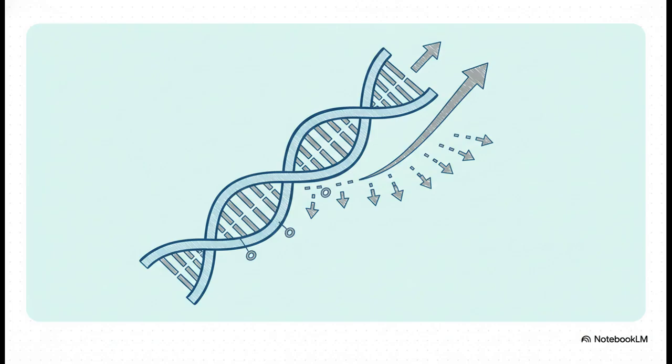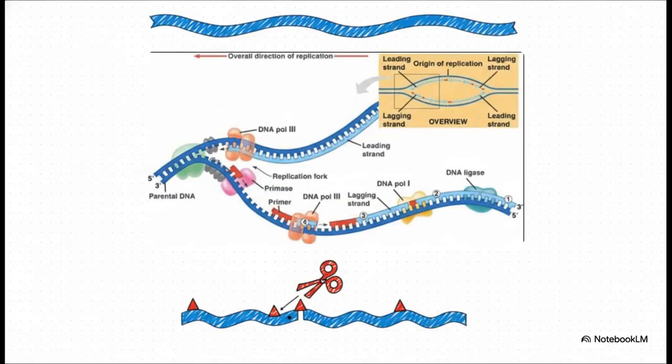It can only add new letters to the 3' end. So this forces the cell to get creative and use two totally different strategies to copy both strands at once. And this diagram just visualizes that challenge perfectly. Look at the top new strand, that's the leading strand. It's being made smoothly, continuously, as the fork moves along. Easy. But now look at the bottom one, the lagging strand.